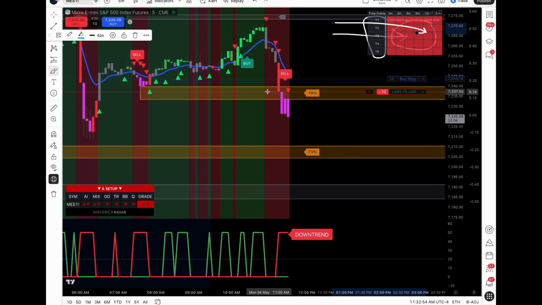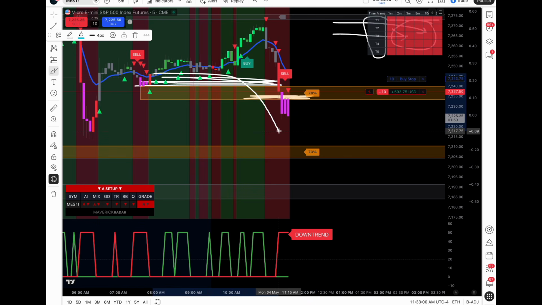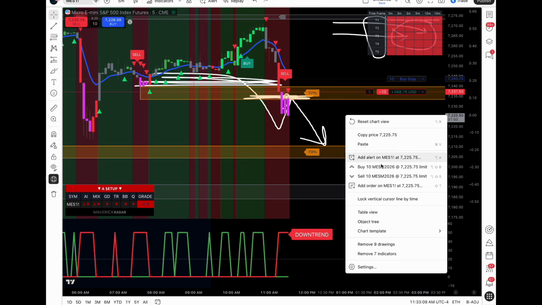Look at this, guys. Look at what was once support is now what? Resistance. Came down, broke, tried to come back up, and now we're pushing down to the next zone that you can clearly see with the Maverick zones. This is beautiful.